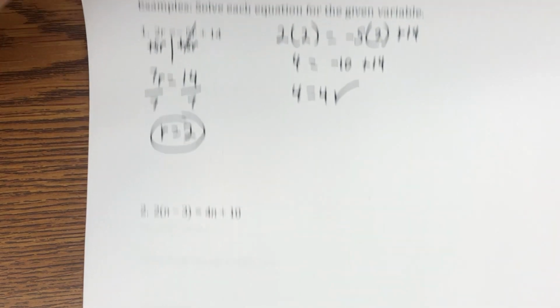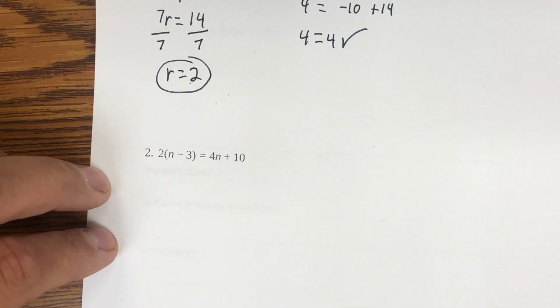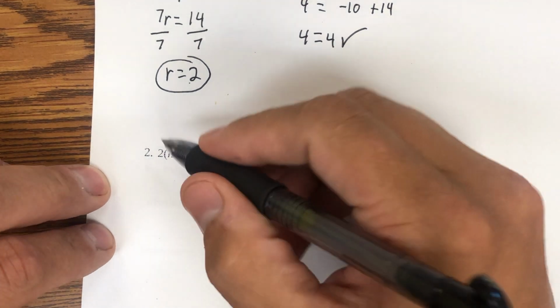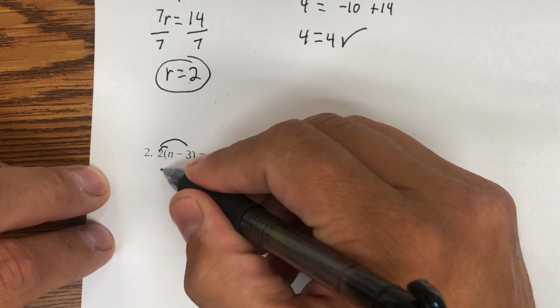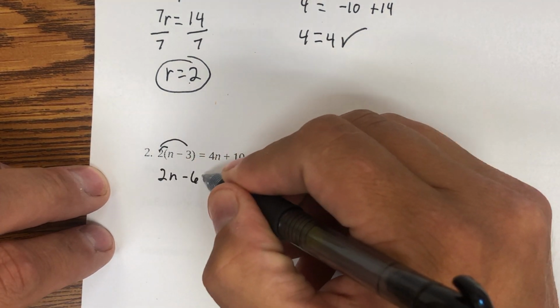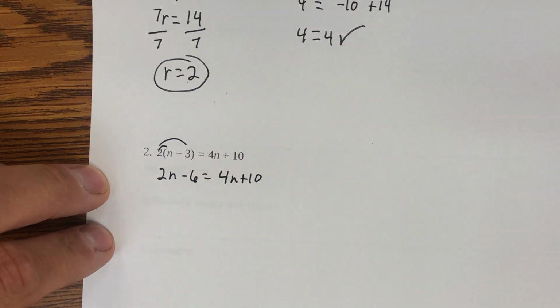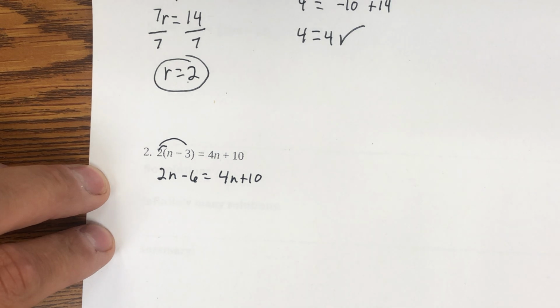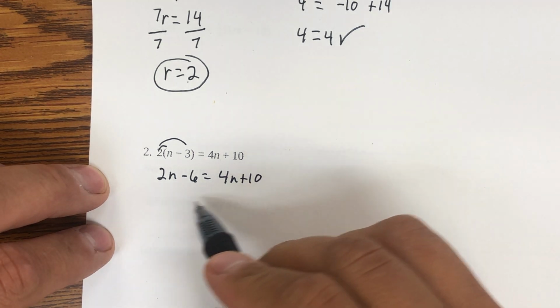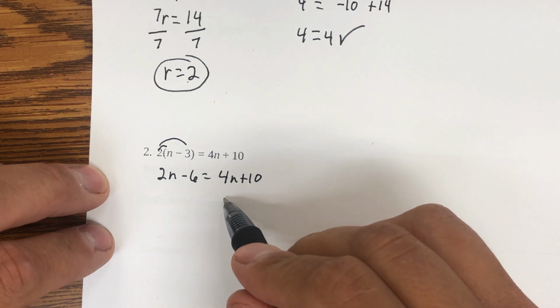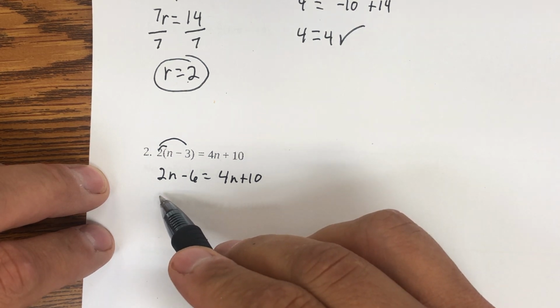Next one. Number 2. Is there parentheses? Sure is. Distribute. Distribute our 2. 2n minus 6 equals 4n plus 10. Now from here, we want to round up that variable again. We have an n on the right, and we also have an n on the left. 4 is bigger than 2, so I'm going to move the 2.